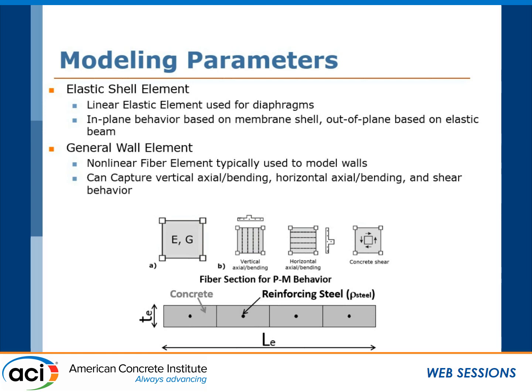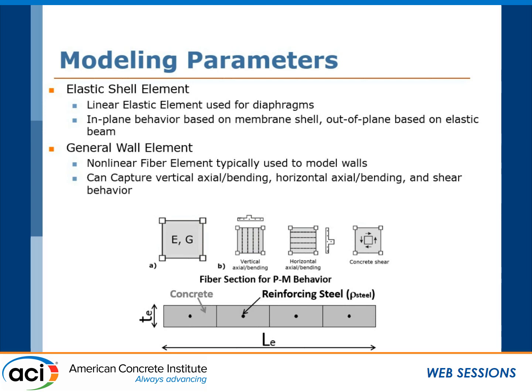For the nonlinear behavior, we used the general wall element, which is typically used to model shear walls, but in this case we use it to model the diaphragm because it's able to capture axial and flexural behavior in both directions, as well as shear behavior. The way it's done is through uniaxial backbone curves for concrete, steel, and then the shear behavior. You can see right below in those figures, the leftmost figure is an image of the elastic shell element, and the figures to the right are the general wall element components: vertical axial bending, horizontal axial bending, and then the concrete shear behavior.